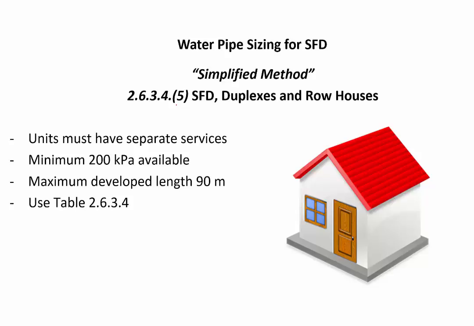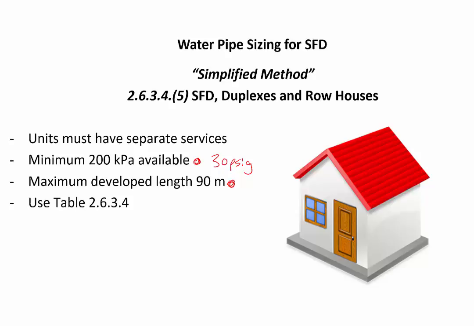It says to use this method, you must have at least 200 kPa available, which is really only about 30 psig, so expect to have at least that. Maximum developed length of the system from property line to the most remote fixture cannot exceed 90 meters. So if those three conditions can be met, then we can use this simplified method that's provided in the code. If we can't meet those conditions, then a detailed engineered design method must be used.